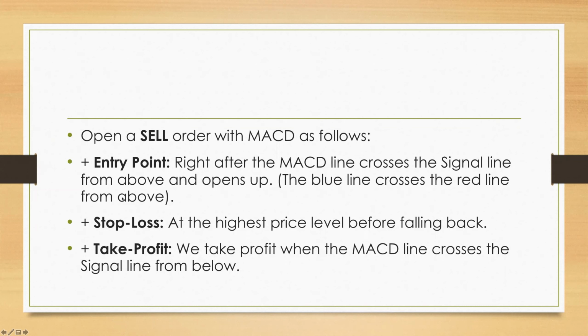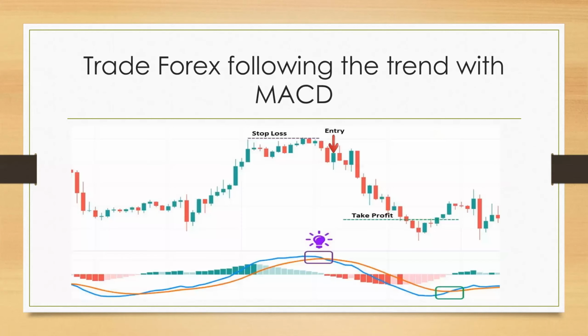So the blue line crosses the red line, or the orange line, or the yellow line, whichever line we want to call it. The color can vary. Our stop loss, because we're going in a sell, will be at the highest price level before it fell back. And our take profit is right when the MACD crosses the signal line again from below to show that it is going back into a bullish uptrend. Let's see it in action.